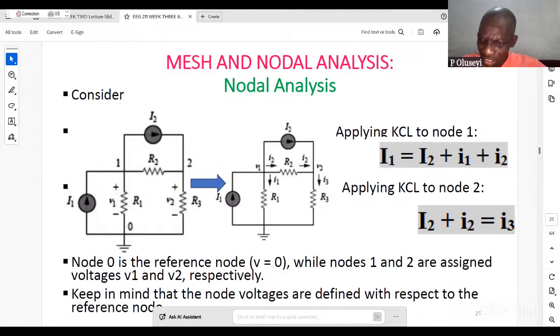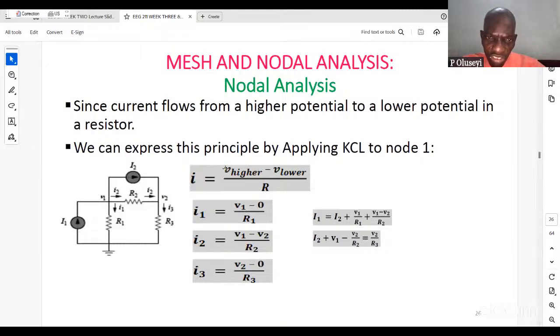Please take note of that. So you have this. Still on that case, it's still the same diagram, and the current I, V higher minus V lower over R, will give us current. Please take note of that as well. That's for our KCL. The higher voltage minus the lower voltage divided by resistor value will give you your current.